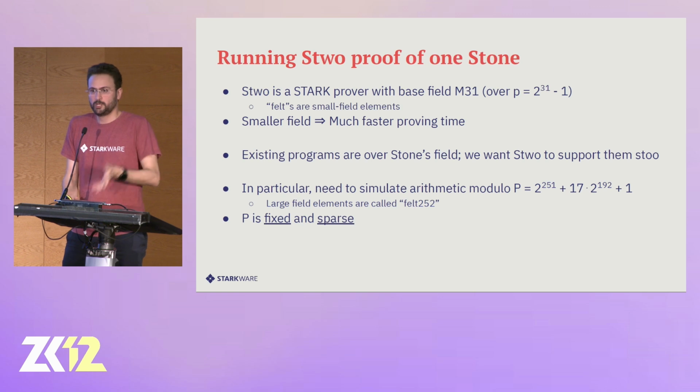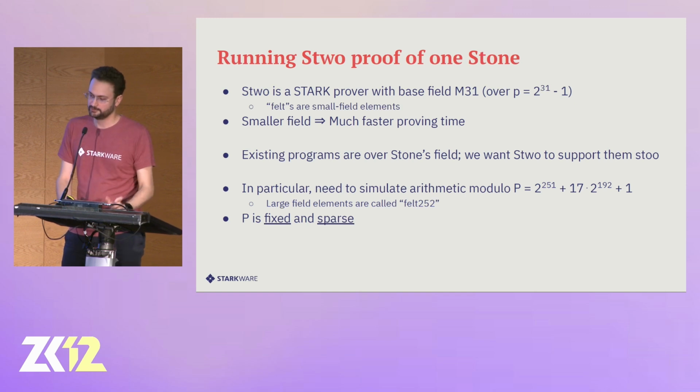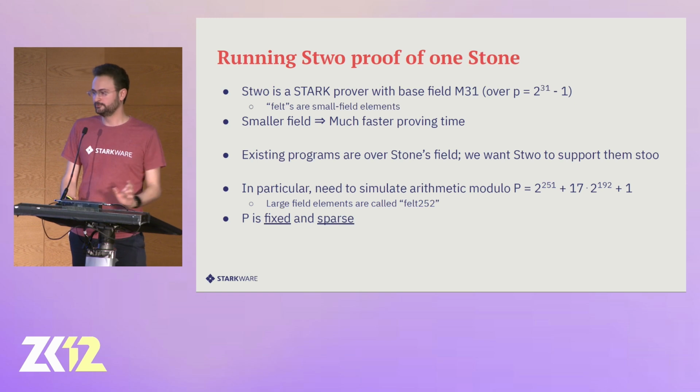But problem, we already have StarkNet exists. It uses Cairo, it uses Stone. Existing programs already rely on the fact that the field is 2 to 251. We can't just abandon it and say that the field is actually 2 to 31 minus 1 and everything will work the same. It won't work the same. So we have to support also the existing things that currently exist. So we need STU to also support operations over this specific finite field. It's very important. We'll call the field elements of that field felt 252 to distinguish them.